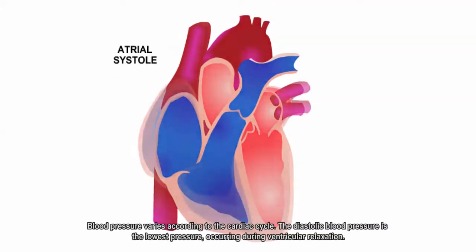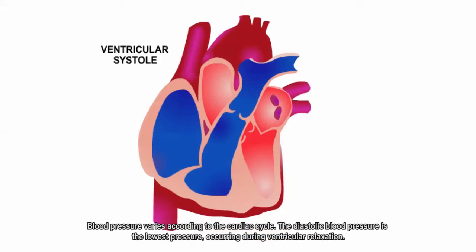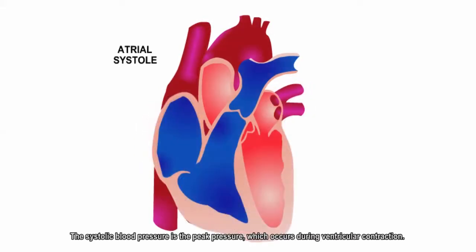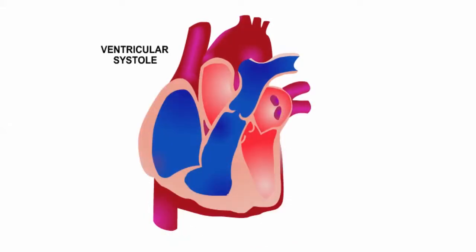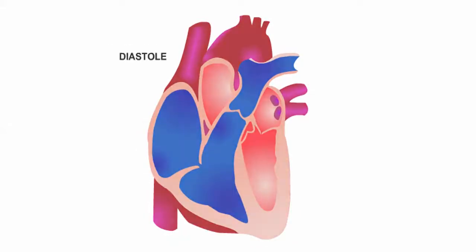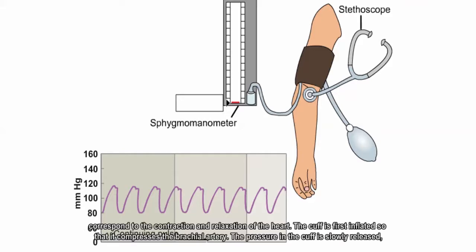Blood pressure varies according to the cardiac cycle. The diastolic blood pressure is the lowest pressure, occurring during ventricular relaxation. The systolic blood pressure is the peak pressure, which occurs during ventricular contraction. A stethoscope and sphygmomanometer are routinely used to measure diastolic and systolic pressure. The different sounds heard through the stethoscope, called Korotkoff sounds, correspond to the contraction and relaxation of the heart.